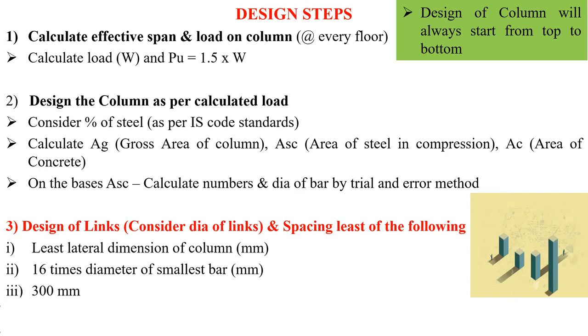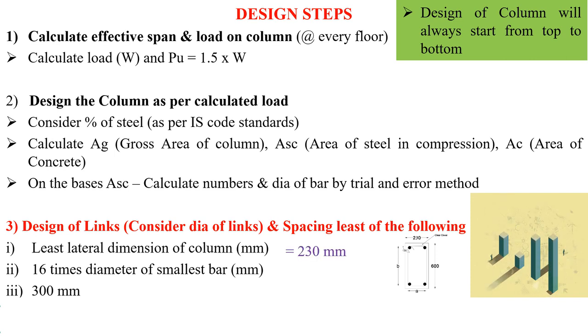While doing the design of the link, you can consider the dia of the bar. Generally we used to take 8 mm bar, and the spacing of them will need to be decided by the least of the following. The first criteria is least lateral dimension of the column. So just try to understand with a simple example. I am taking a column size of 230 by 600. So 230 is the least lateral dimension. So that is the first part.